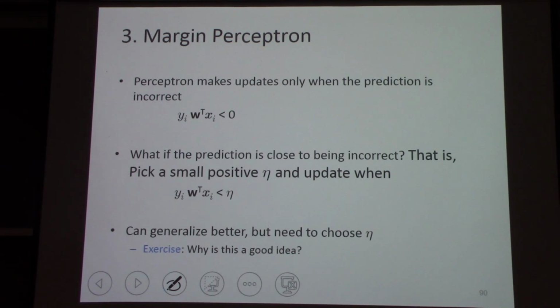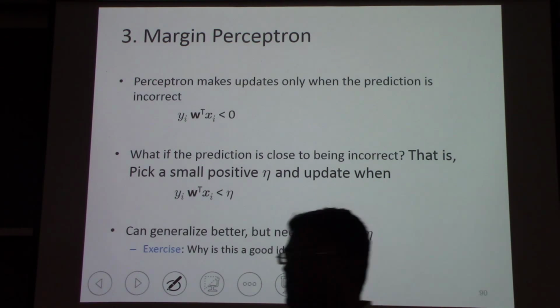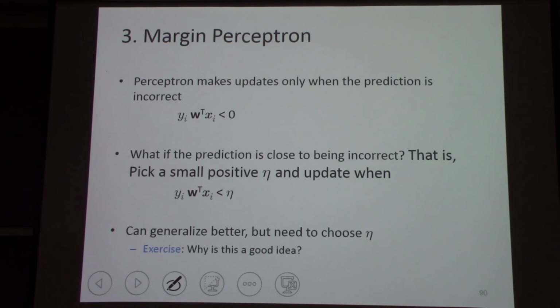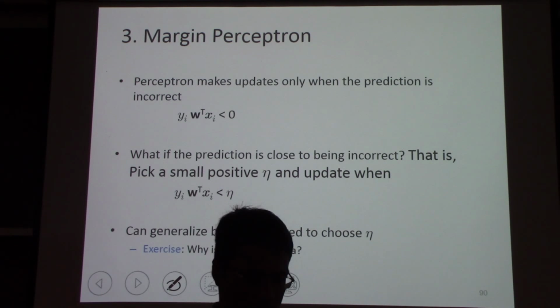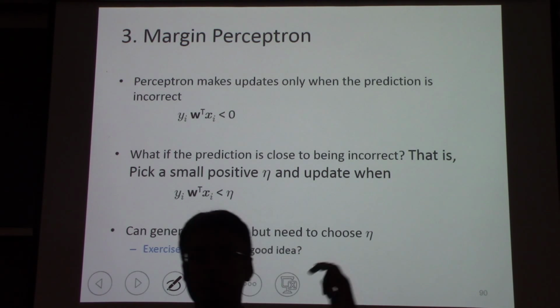Okay? This is only during learning. At prediction time, you still do the same thing. You still always check for the sign of w dot x. This eta parameter only applies at training time. And it's another hyperparameter. So we have three things now: we have the learning rate, we have the number of epochs, and we have this margin.